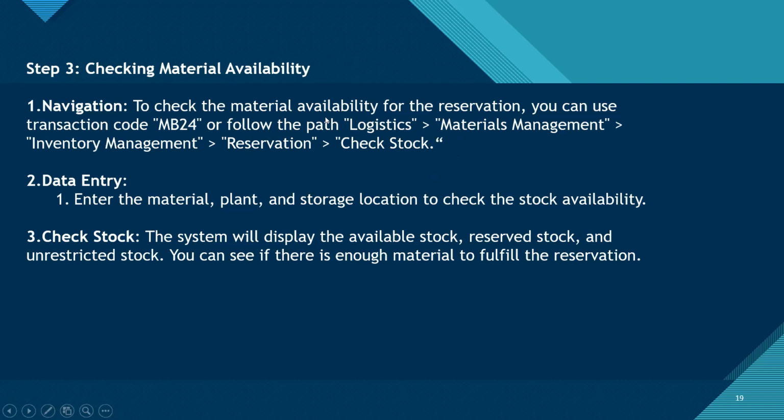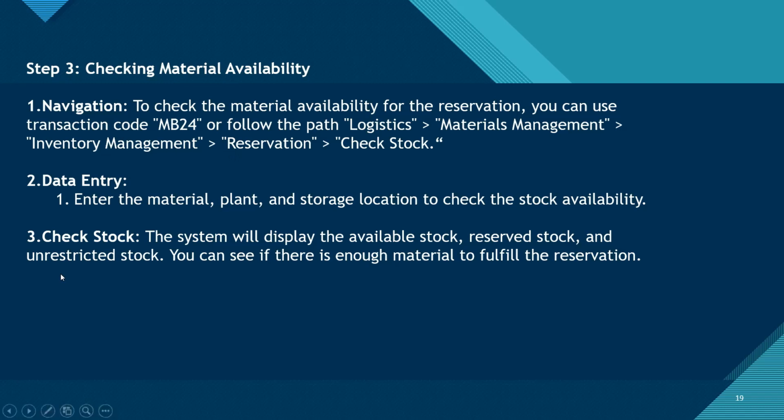So I can check these from this part by MB24, as well as from here. For that reservation, I can see in MMB what is my stock. I can check the availability. I can see the number of reserved quantity, and the number of quantity available in my company code on my plant.